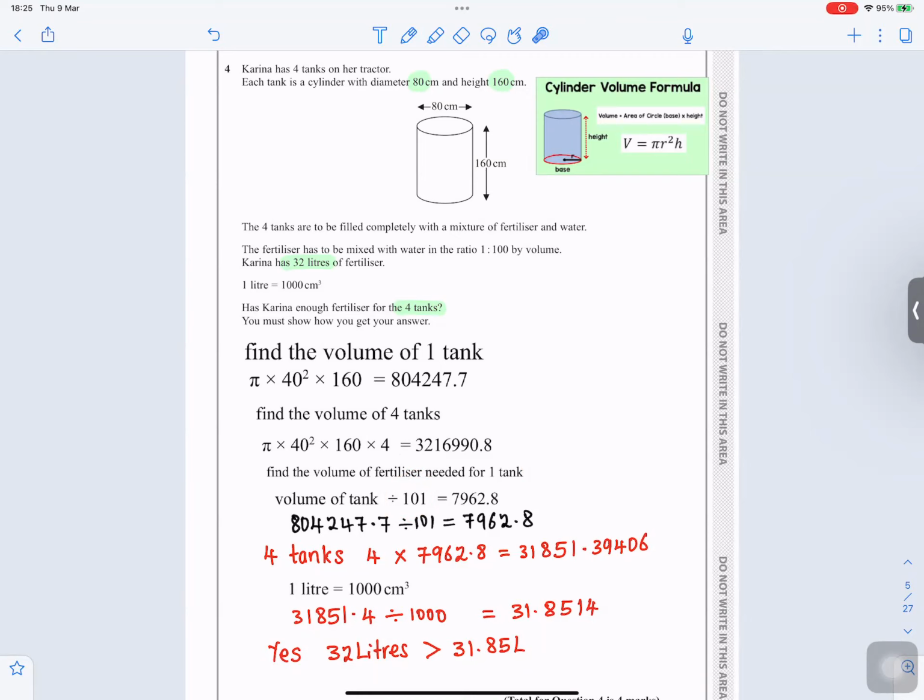And then 4 tanks, we multiply by 4. It will be that 31851. And we know 1 liter is 1,000 centimeters cube. So we divide by 1,000 to change it to 31.8514 liters. So if we compare now, it says 32 liters is bigger than 31.85. So the answer is yes.